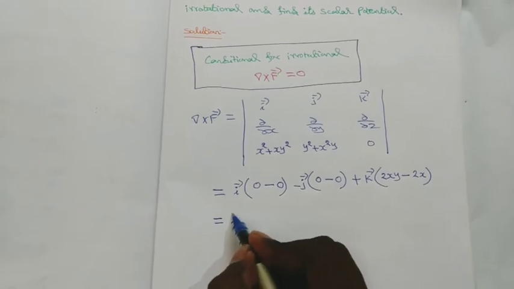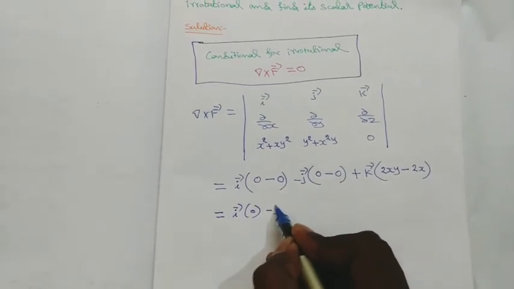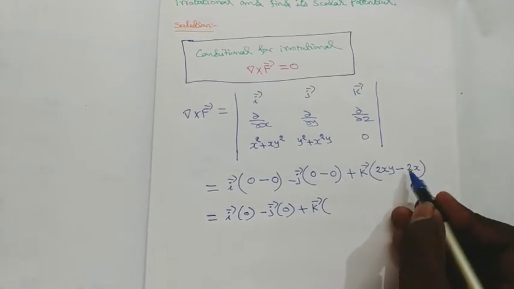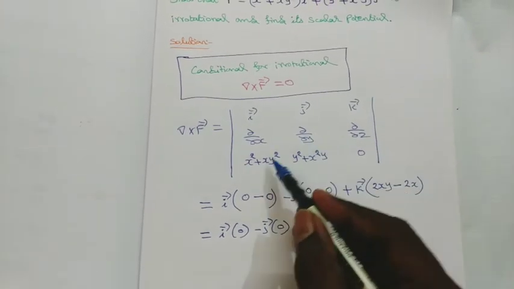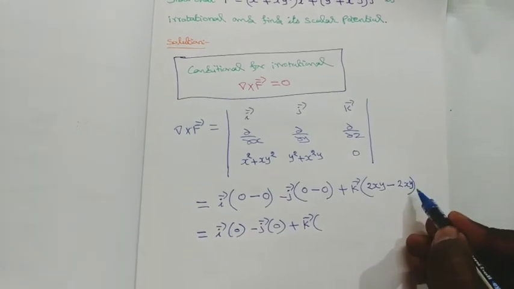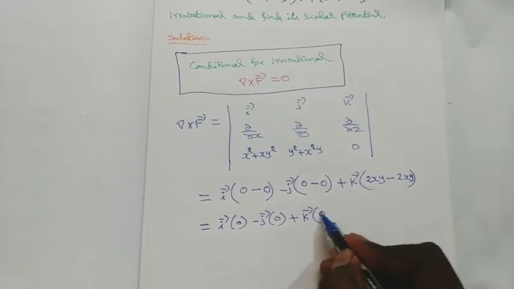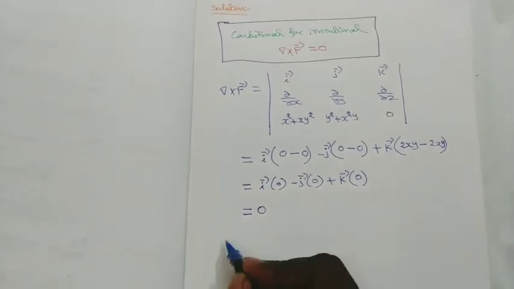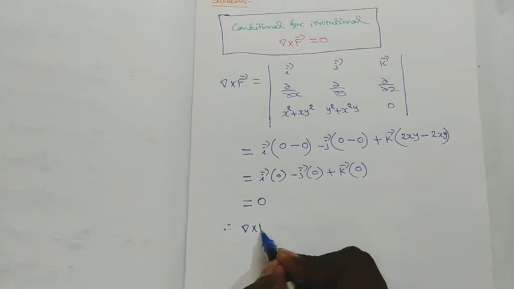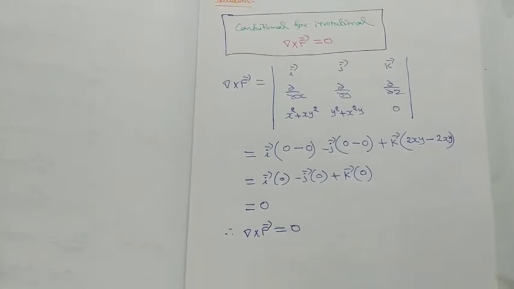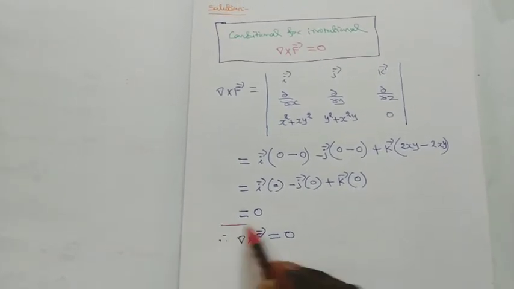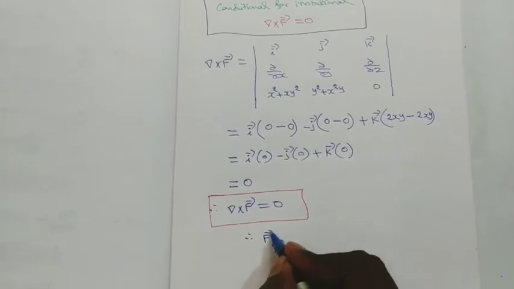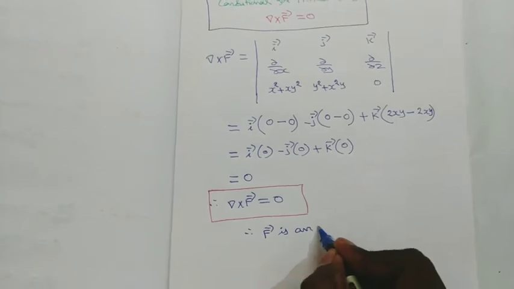Therefore i vector into 0 minus j vector into 0 plus k vector into 2xy minus 2xy, with respect to y is 2xy. So 2xy minus 2xy is 0. Therefore the entire value is 0. Therefore del cross f vector is equal to 0. Therefore f vector is an irrotational vector.